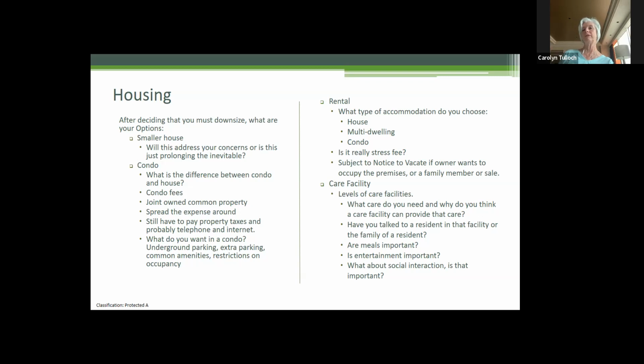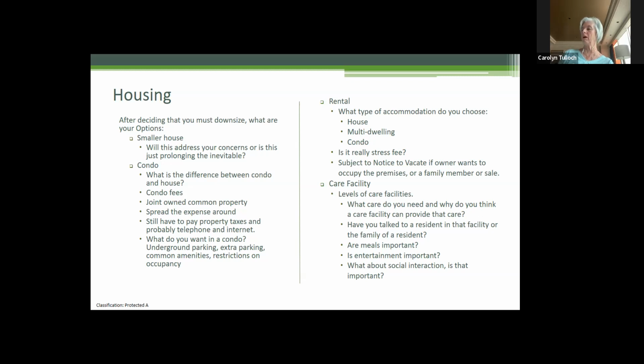Remember, if you live in a condo, there are people that are in charge of the condo. There's common areas that all of the people can use. Remember, you still have to pay your taxes. You probably have to pay your telephone and your internet. And you'd have to think about, well, what do I need in a condo?